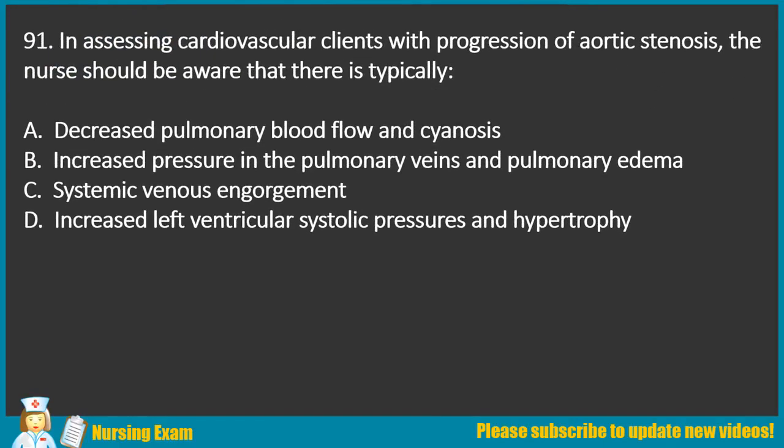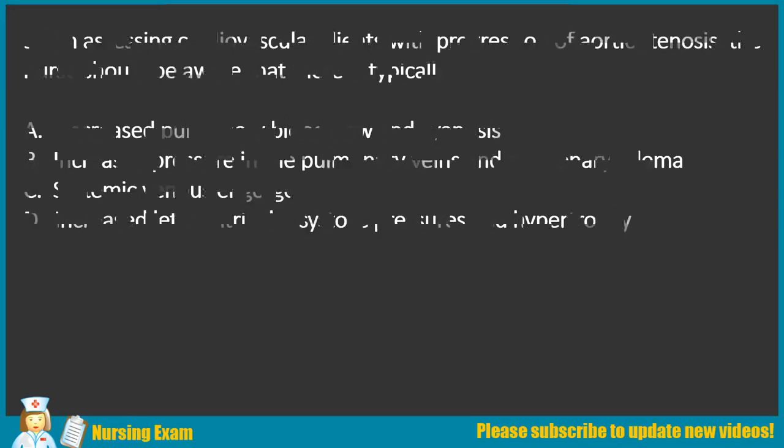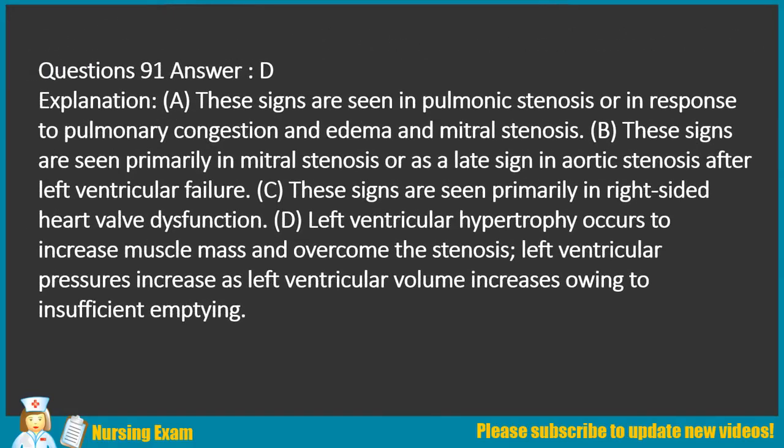Question 91. In assessing cardiovascular clients with progression of aortic stenosis, the nurse should be aware that there is typically: A. Decreased pulmonary blood flow and cyanosis. B. Increased pressure in the pulmonary veins and pulmonary edema. C. Systemic venous engorgement. D. Increased left ventricular systolic pressures and hypertrophy. Question 91. Answer: D. Explanation.